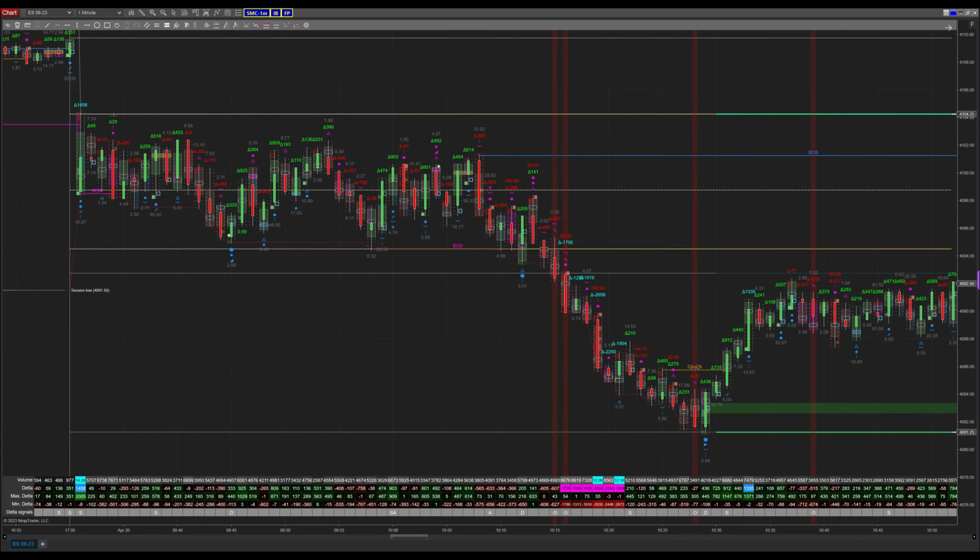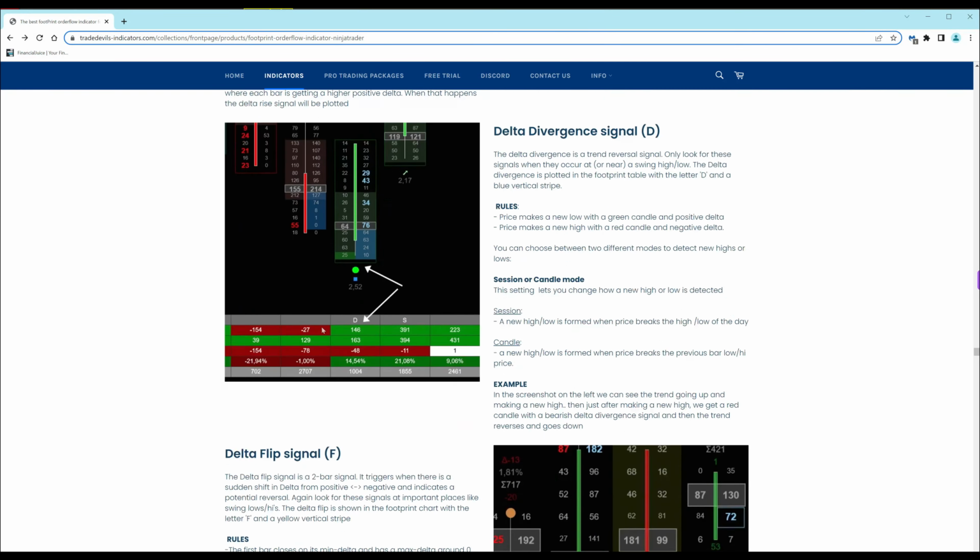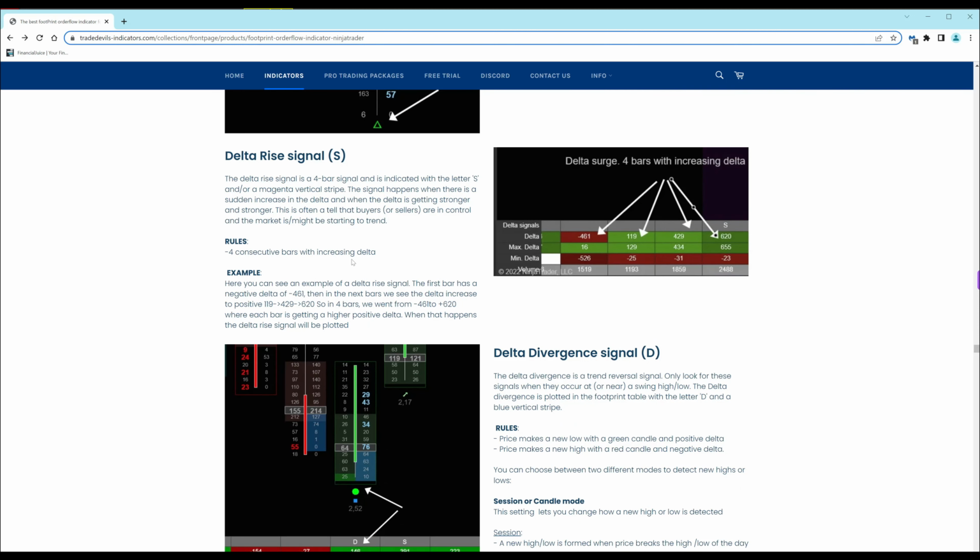Okay, let's talk about the delta drop, the exact opposite, of course, of the delta rise. See, exact same setup, exact same criteria that we just looked at here. So if I bring this up here, the delta rise, the delta drop, well, it would be the exact same thing, right? So it's 4 consecutive bars with decreasing delta, right?